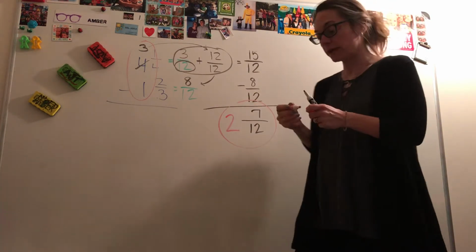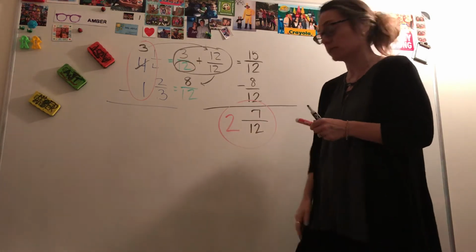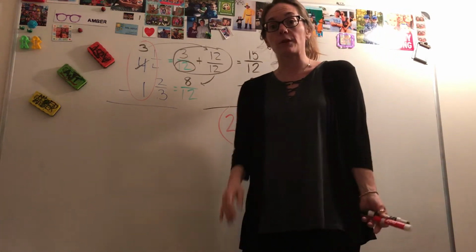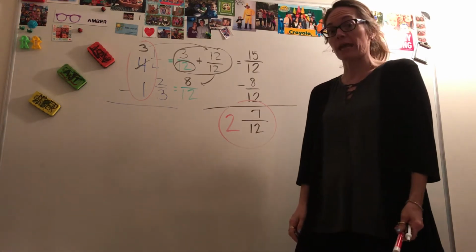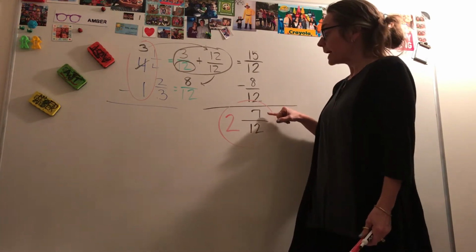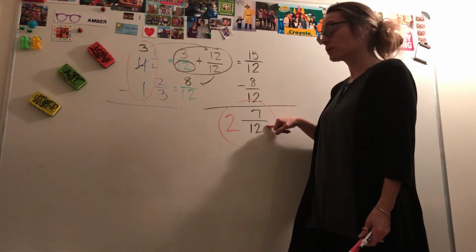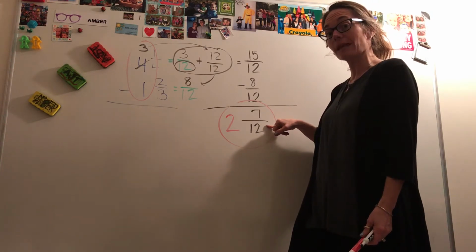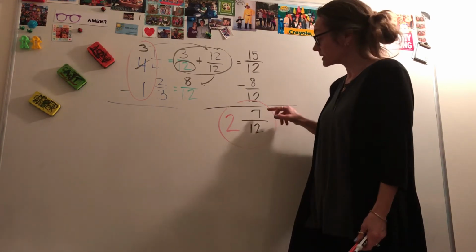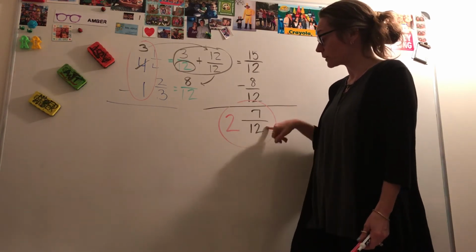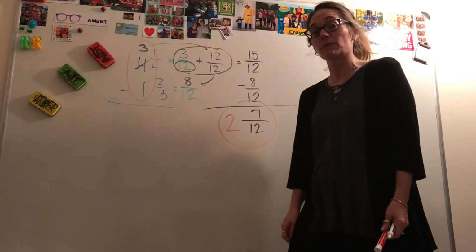I cannot simplify 7/12, so I know that my answer is in simplified form. Please remember that when you are trying to figure out if your answer is in simplified form and you don't have a calculator, you want to check and see if both of your numbers can be divided by the same number. The other thing is, if you have an improper fraction, let's say you have a bigger number in your numerator than in your denominator, then you need to simplify that as well.